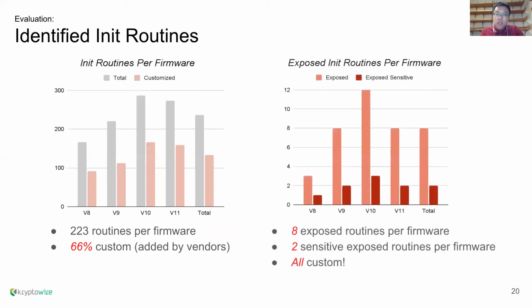The chart on the right shows the exposed init routines per firmware. On average, each firmware exposed 8 routines. 2 of them are security sensitive, and all of them are customized by the vendors.